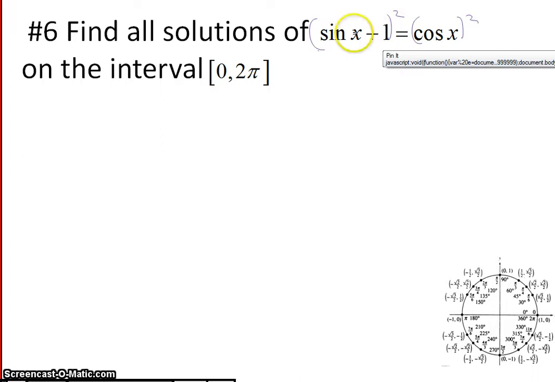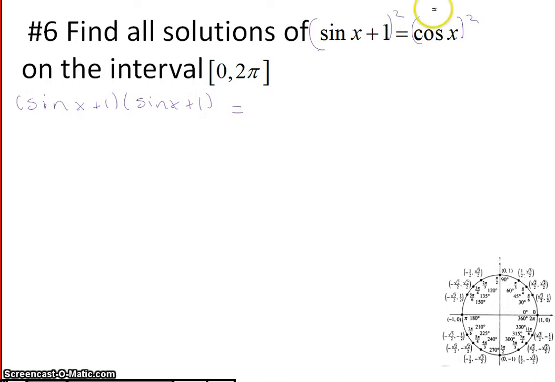So the left-hand side, remember when you square it, we're going to write it out twice. So we have sine of x plus 1 quantity times sine of x plus 1 equals, well, cosine of x quantity squared is the same thing as cosine squared of x. So we're going to either use the box or the FOIL method. So first gives us sine squared of x, outer gives us sine of x, and inner gives us sine of x. So that's plus 2 sine of x, and we have 1 times 1 is plus 1.